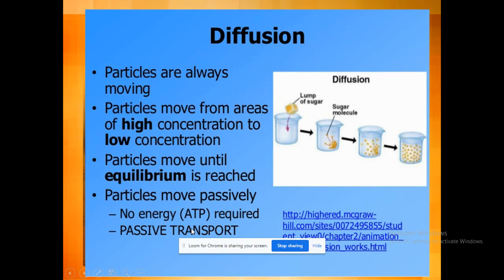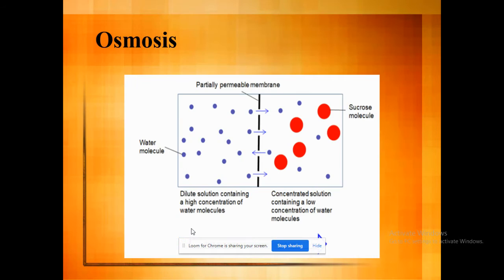You can take also the example of a perfume. When you spray a perfume at the corner of the room, after some time that diffuses throughout your room and the fragrance comes, right? So this is an example of the diffusion.